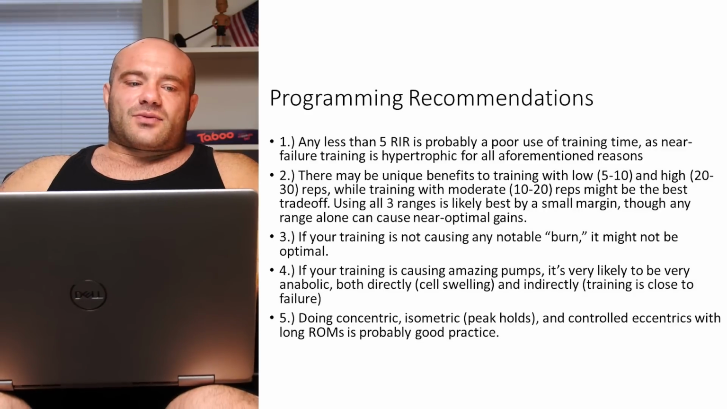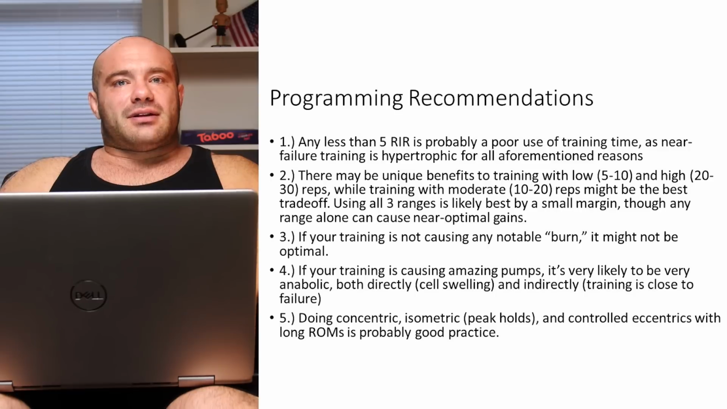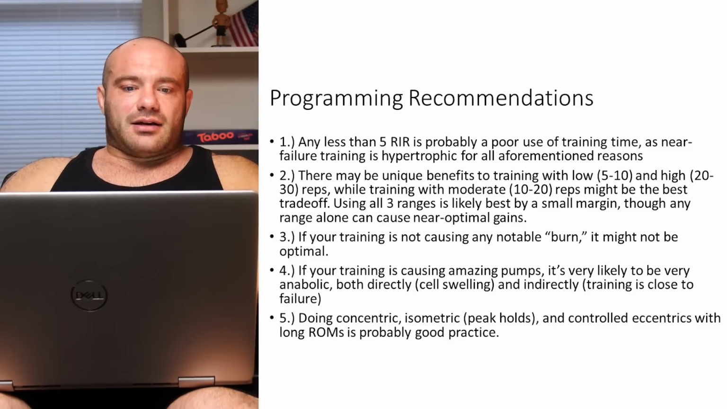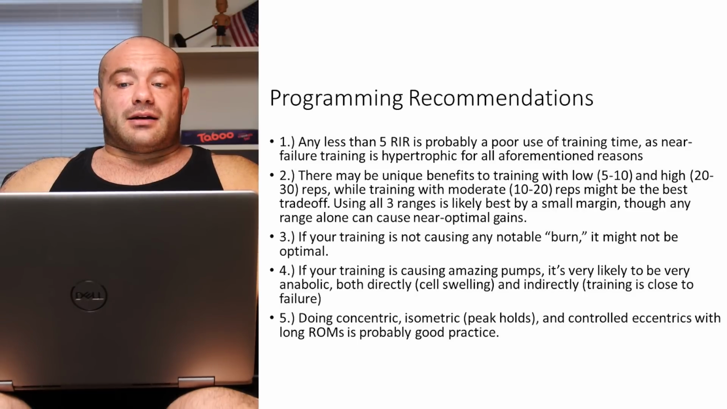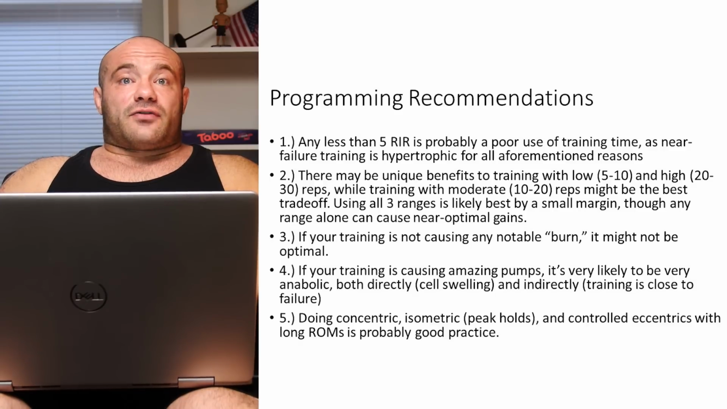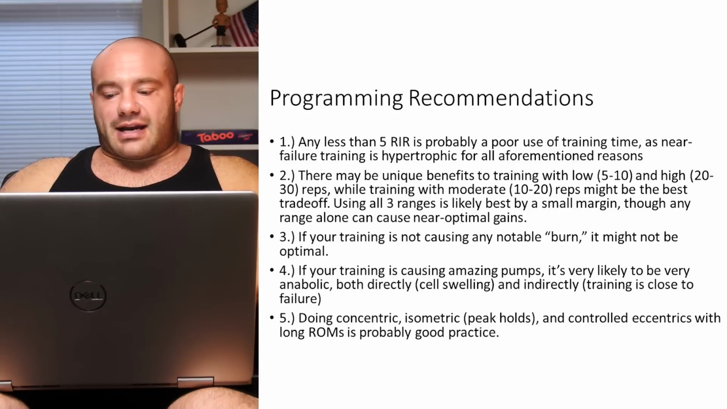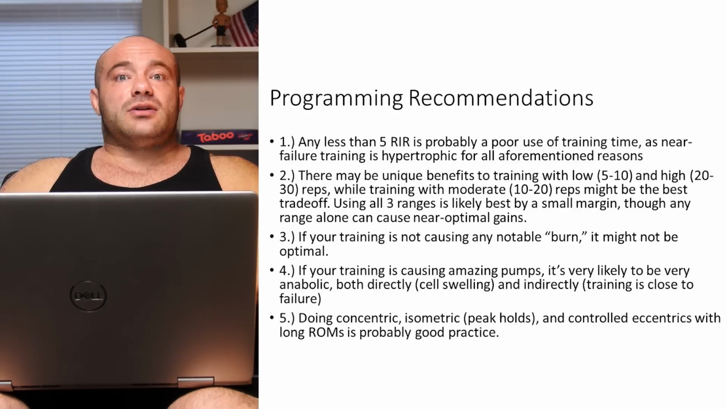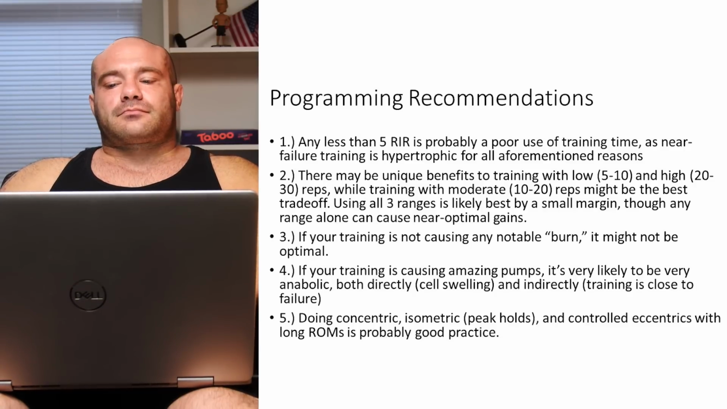First thing we're going to see is we already knew a lot of the stuff, but some of the stuff we know better and we know more certainly because we understand the physiology. Point number 1 in programming recommendations. Any less than 5 reps in reserve of training is probably a poor use of training time, as near failure training is just more hypertrophic for all of the reasons we talked about, right? It activates the most fast twitch motor units. It allows the internal metabolites to sum up to really, really high levels, which probably causes a lot of hypertrophy.